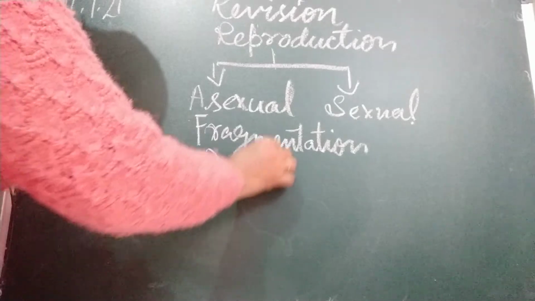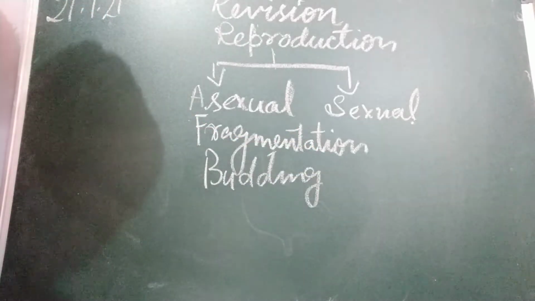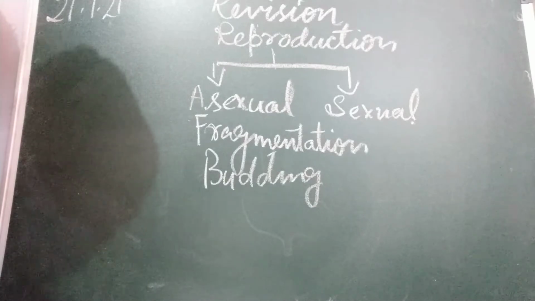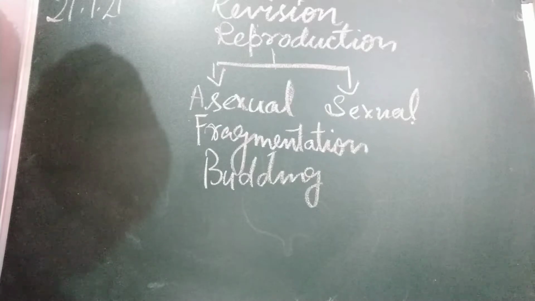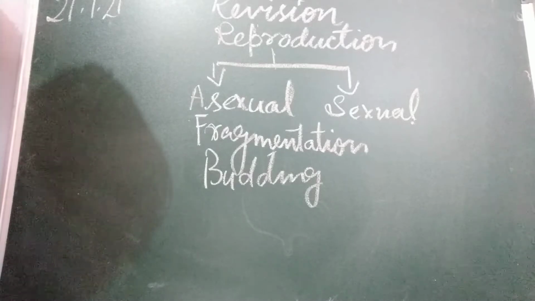Second, budding. It takes place in yeast. Yeast is a fungus, a single-celled fungus. In budding, a bulb-like projection called a bud occurs on the body of the parent organism. This bud grows into an offspring and may eventually break away from the parent.